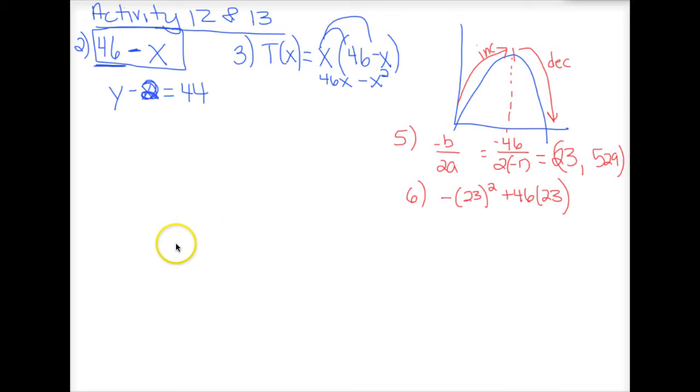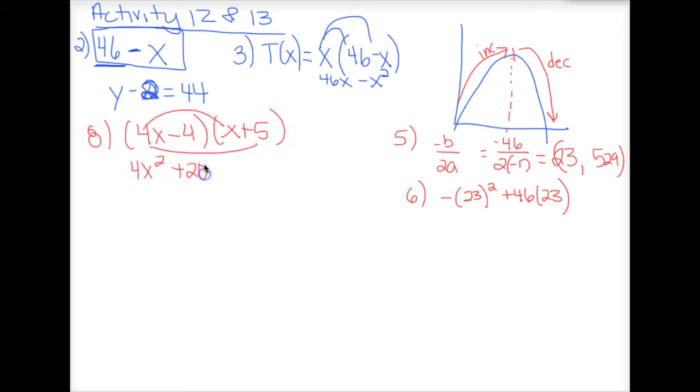Number 8 asked you to write it in standard form and then find the vertex. So writing it in standard form, remember, requires you to FOIL. So you've got 4x minus 4 times x plus 5 was your problem. So firsts, outsides, insides, and lasts, and then just simplify your middle terms.